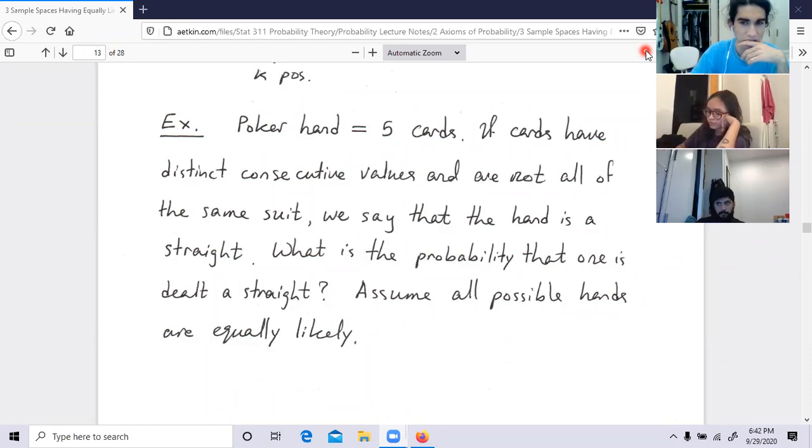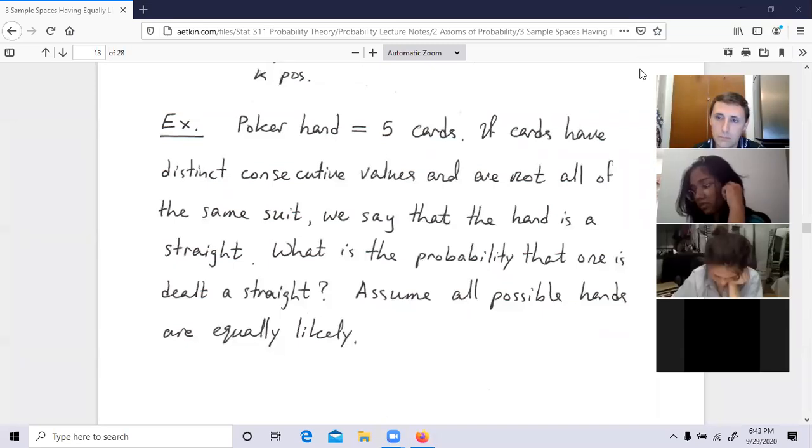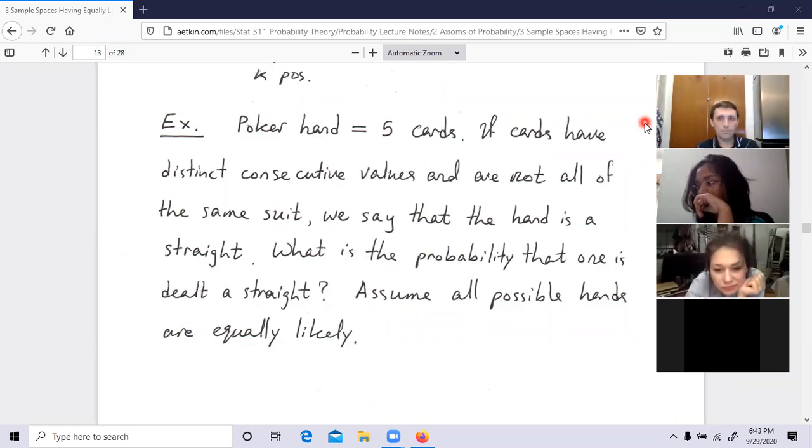Erica, one small thing, the cards cannot be of the same suit. Exactly, Erica.